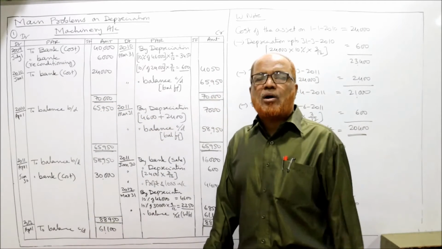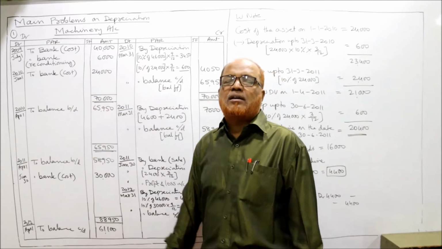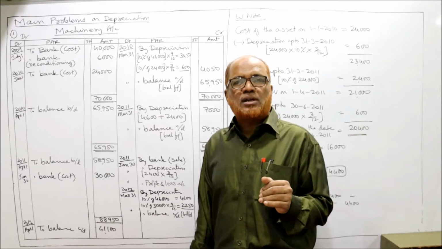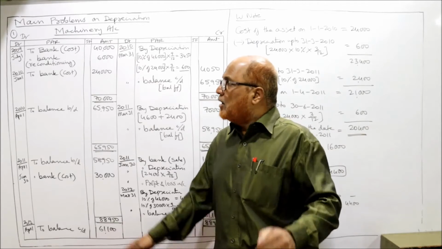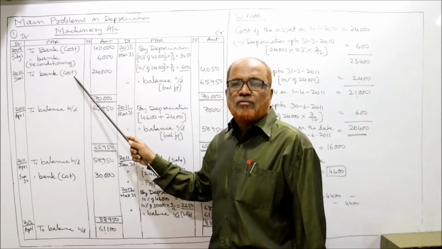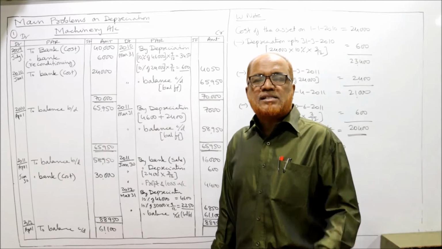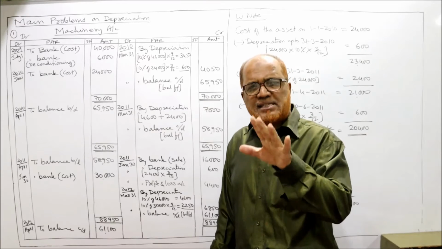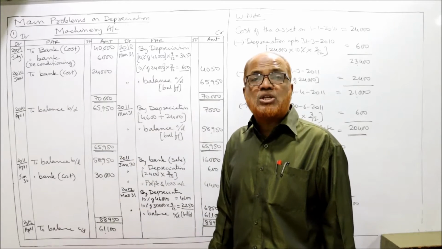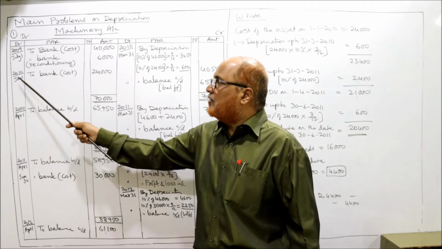Now, in the same year, because accounts are closed on 31st March every year, we purchased the first machine on July 1st, 2009. The year ends on 31st March 2010. But before 31st March 2010, on 1st January 2010, the second machine is purchased. So to bank, cost. What is the cost of the second machine? 24,000. The first machine was purchased on 1st July 2009. The second machine was purchased on 1st January 2010, in the same year, because every year accounts are closed on 31st March. The first year ends on 31st March 2010.